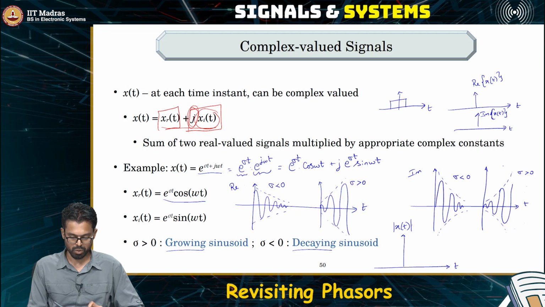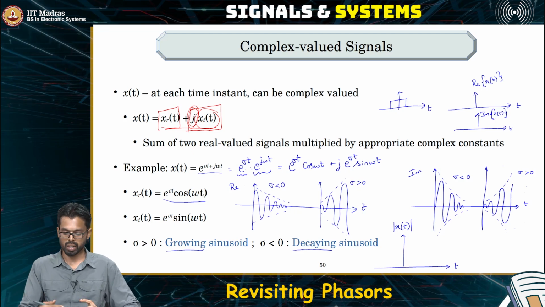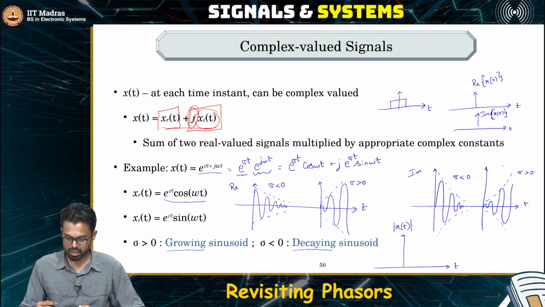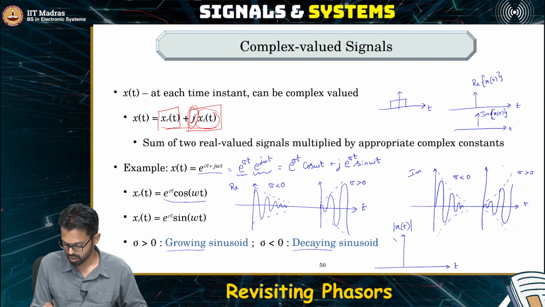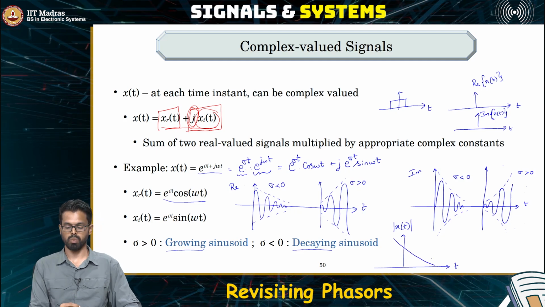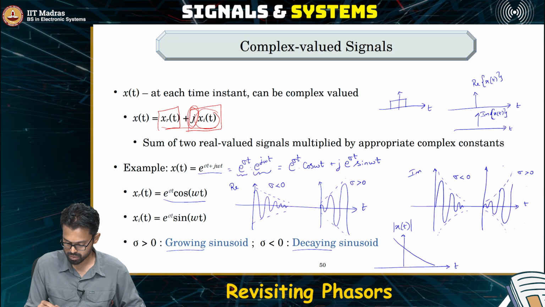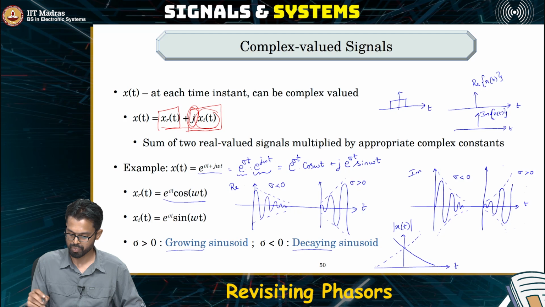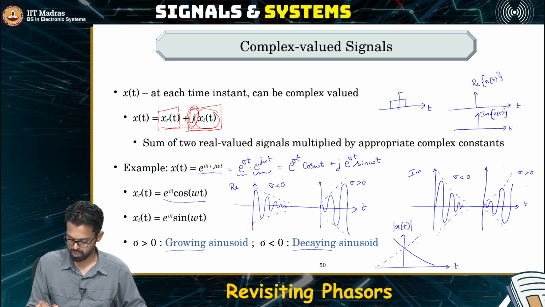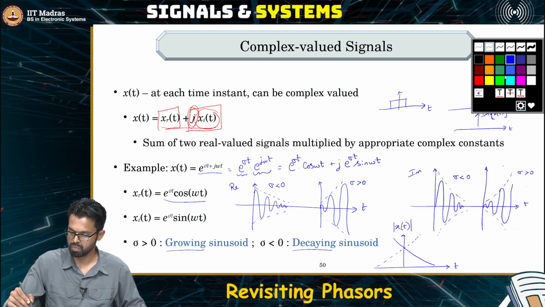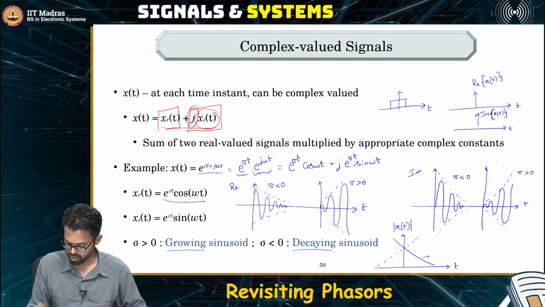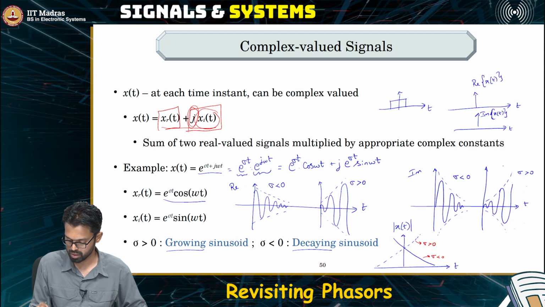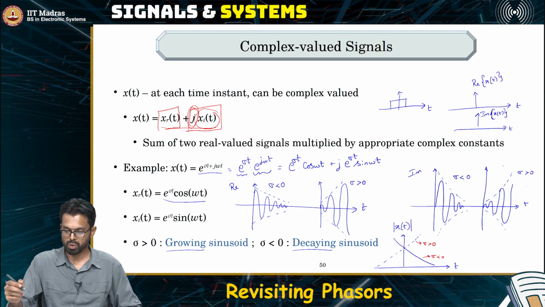Okay, now when you try to plot the magnitude plot, e power j omega t does not really play a role because it has magnitude 1. So if sigma is less than 0, we have this to be the magnitude plot. If sigma is greater than 0, then we have this. This is sigma less than 0, this is sigma greater than 0. Now what about the phase plot?